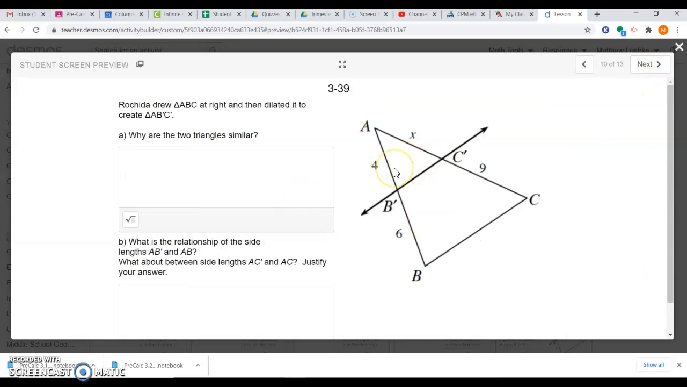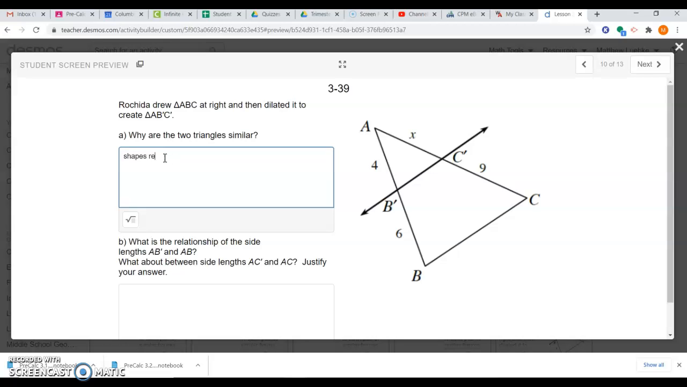Here is kind of a challenging problem, so I'm going to work through it a little differently and give some things away. All right, so it's asking, why do we know the two triangles are similar? Well, it says in the instructions up here that Rochita drew ABC at the right and then dilated it to create AB prime C prime. And so I know they're similar because I know that the first one just got dilated. And if you're just dilating a shape, they remain similar.